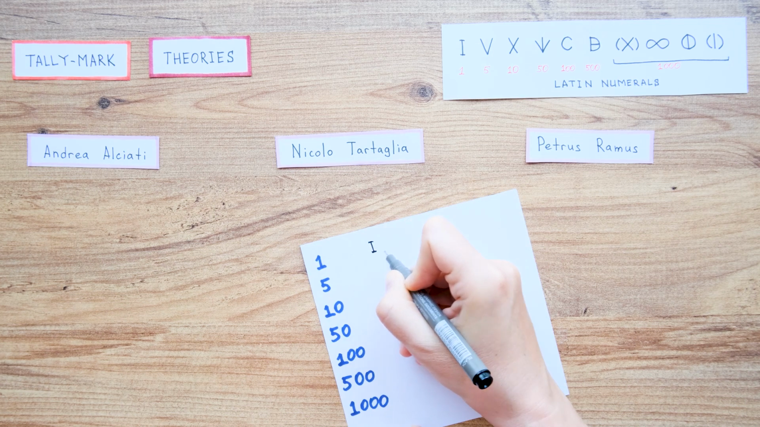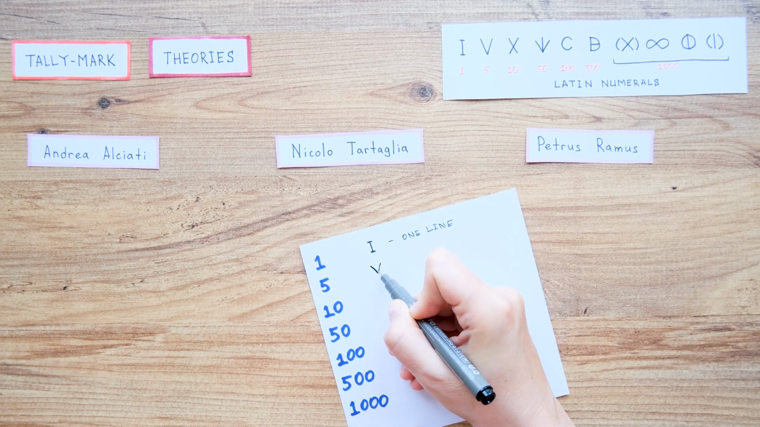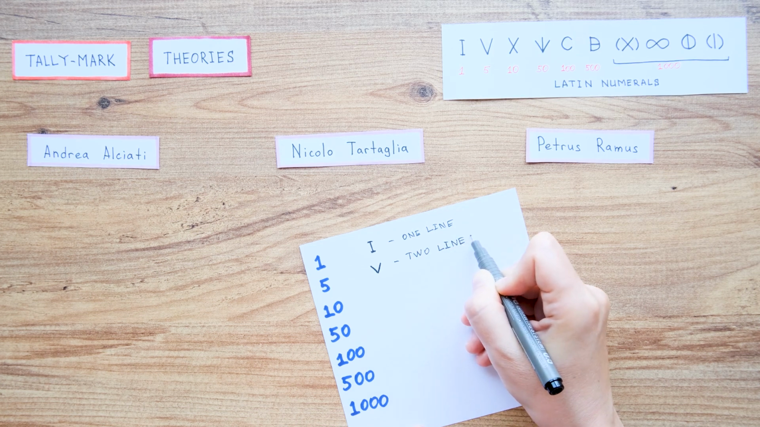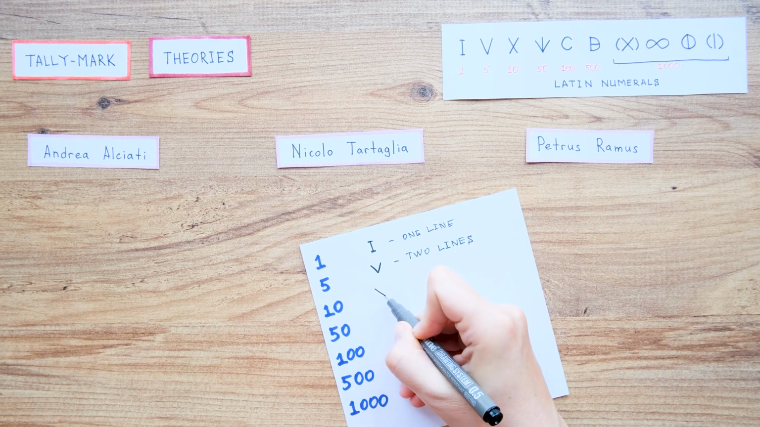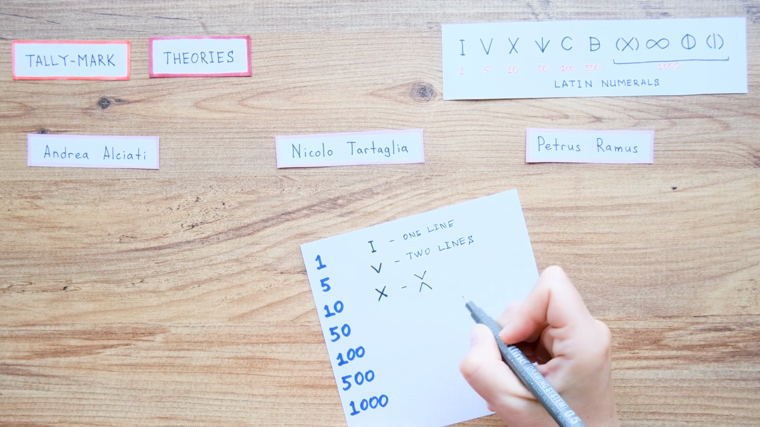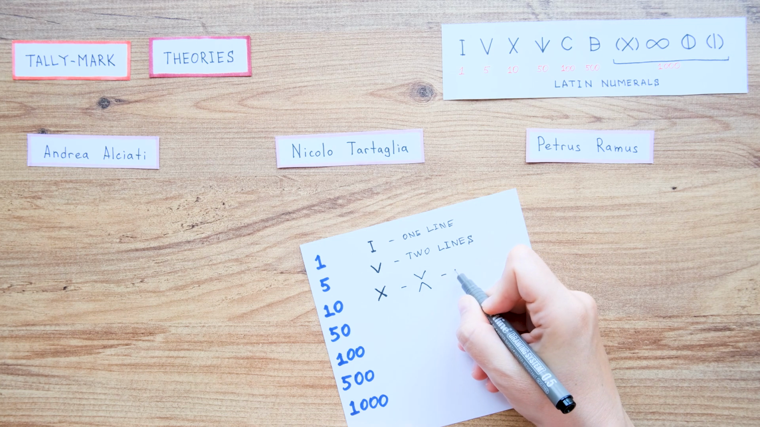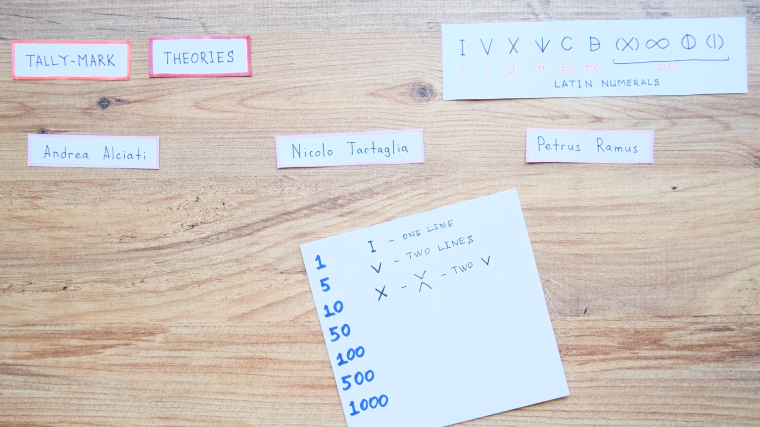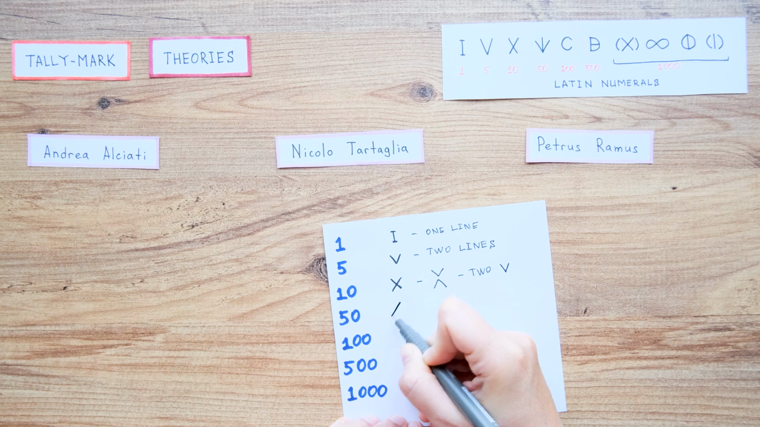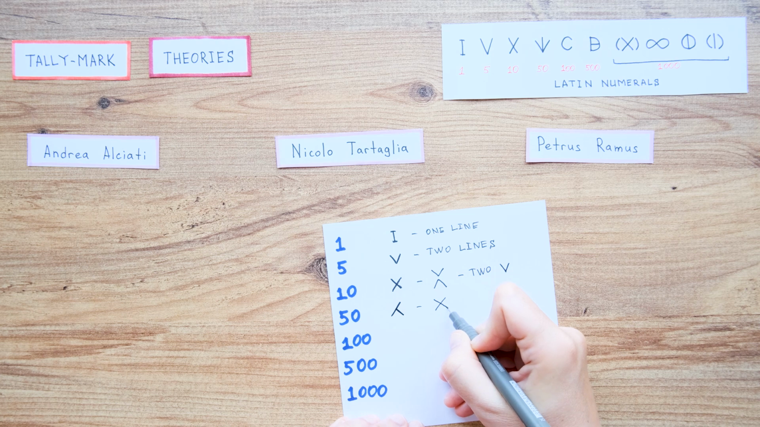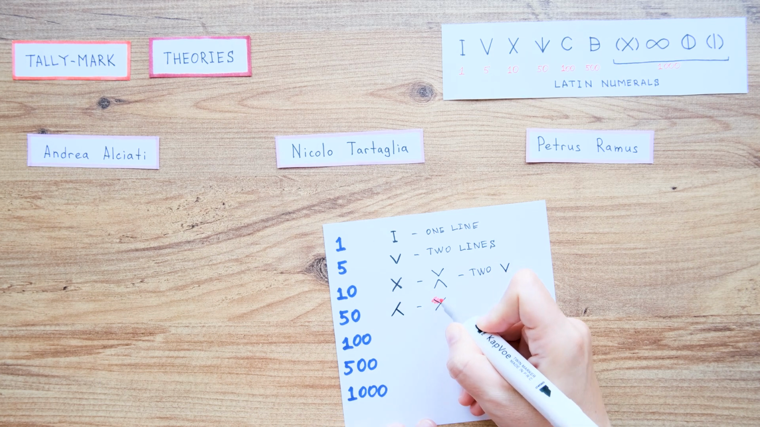Andrea Alciati says that one line is for 1, and the second numeral has 2 lines, and that has its logic. So for 5 we have V, it is 2 joined lines. For 10 it used X because it is 2 V's joined, and it also sounds logical. But here Alciati made a mistake, because the connection between 5 and 10 is opposite. First comes 10, X, and 5 is the half of X. For 50 he claims that it was a special symbol that looks like this, and it was derived from X by removing a line that evolved into L later.